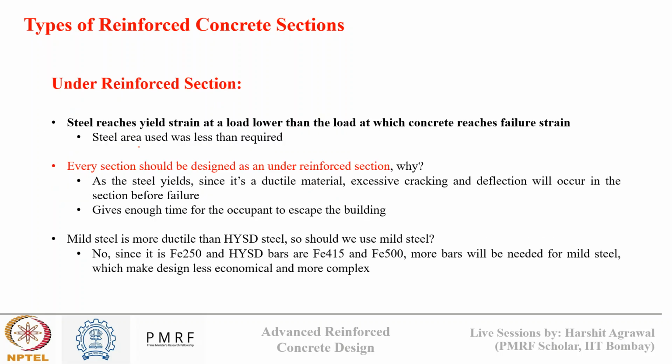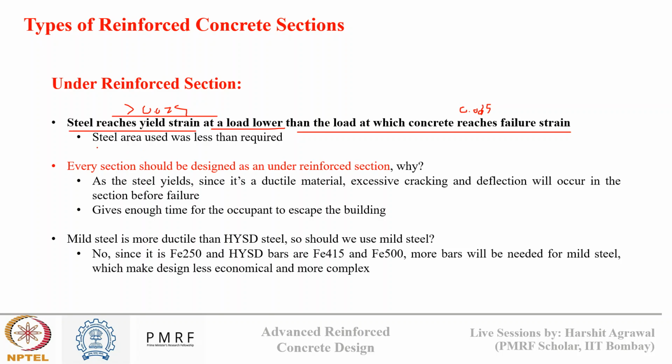Now, an under reinforced section means that steel is reaching a strain of 0.0025 at a load lower than the load at which concrete reaches the failure strain. So when concrete reaches this failure strain of 0.0035, steel has already crossed its yield strain value. This means that when the concrete had a strain lower than its failure strain, only then steel reached its yield strain value.